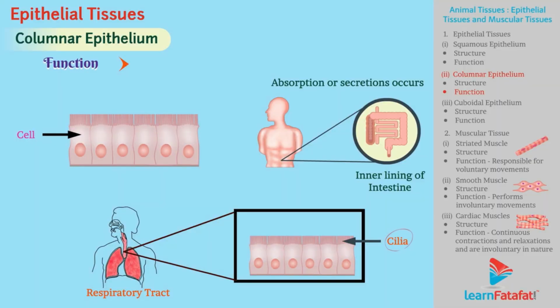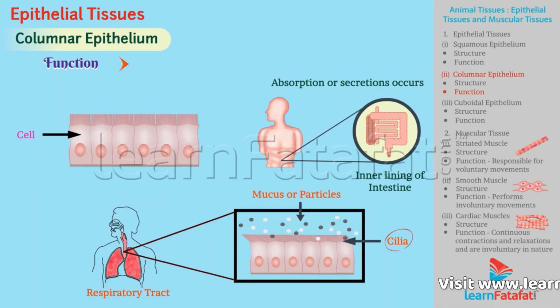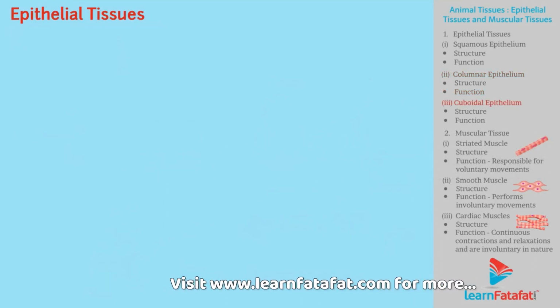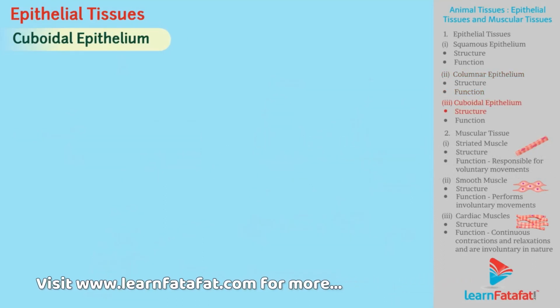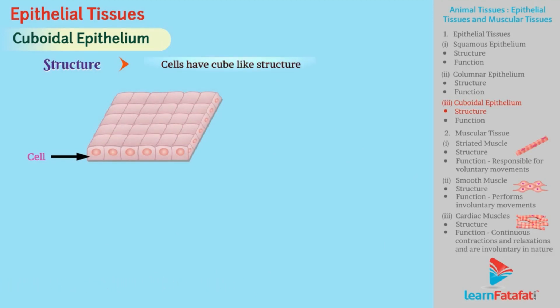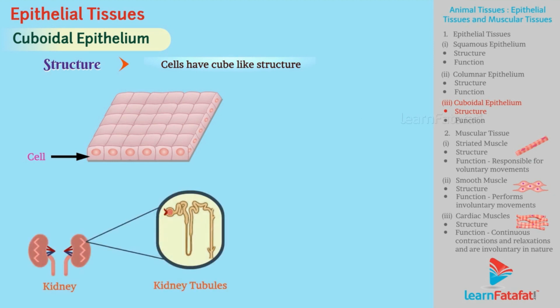With the help of cilia, mucus or particles move in the right direction. Now let's see cuboidal epithelium. Cells in cuboidal epithelium have cube-like structures. This tissue is present in lining of kidney tubules.